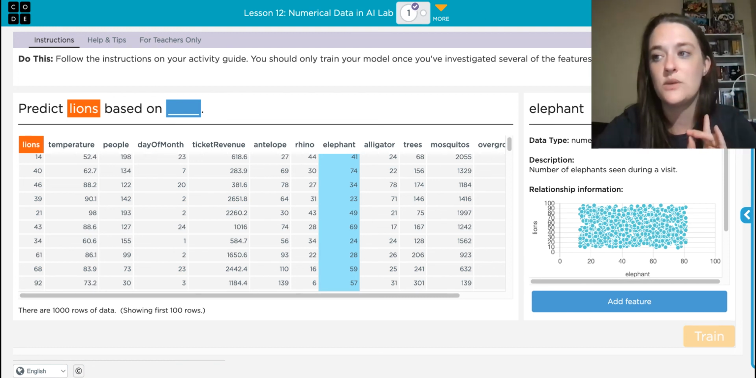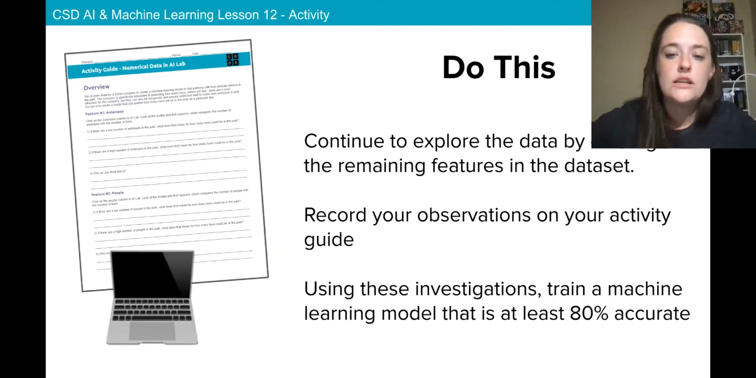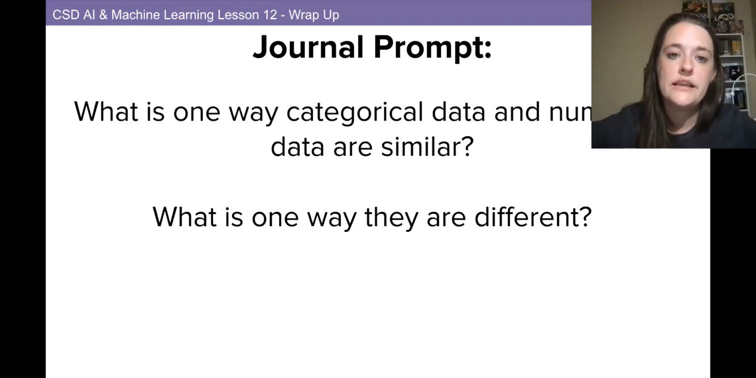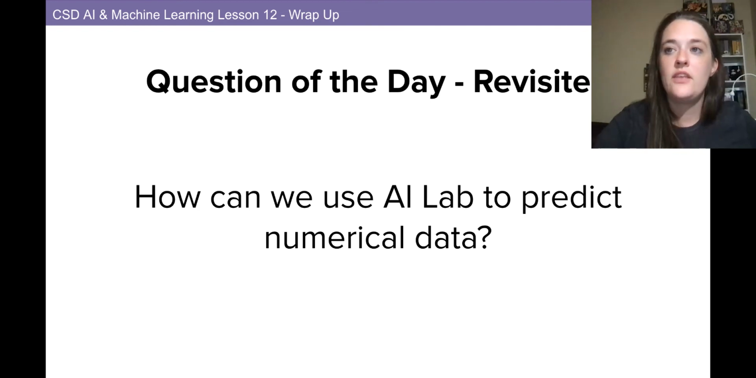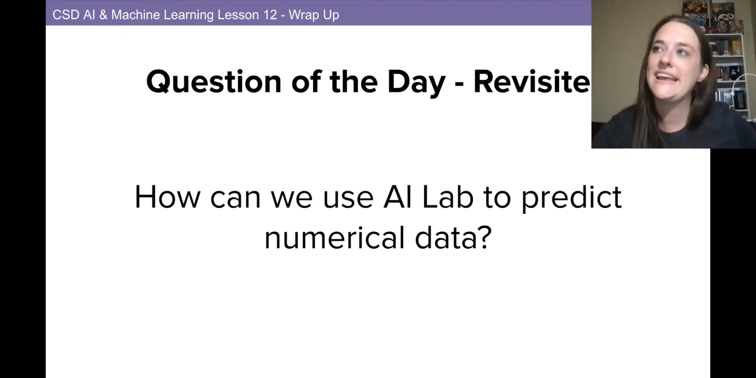And once you get done with level 2, we are going to do our wrap-up journal. So in your journal, what is one way categorical data and numerical data are similar? What is one way they are different? And then for your question of the day, how can we use AI Lab to predict numerical data? And that's it for this one.